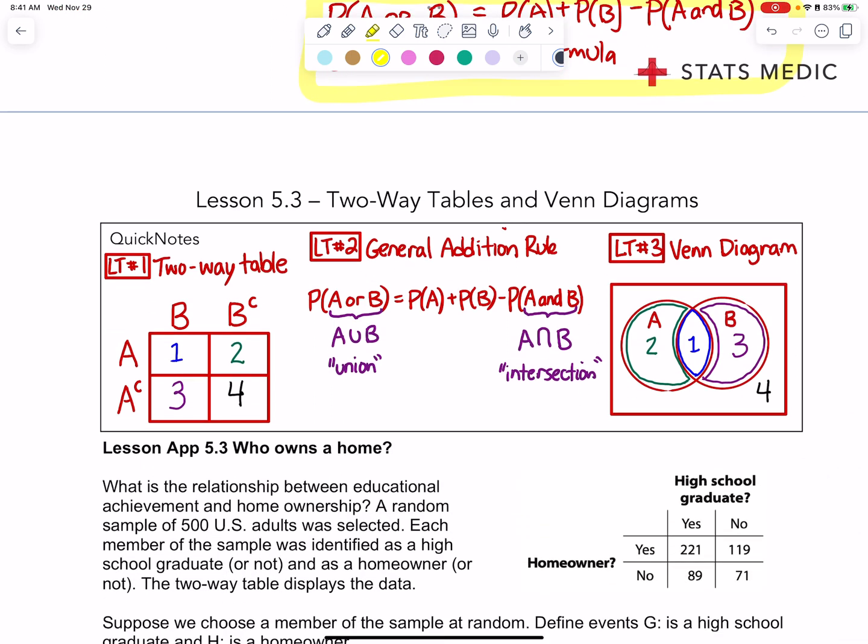So the aspects that we learned today are the two-way table, and how I translate it to the Venn diagram. And then the general addition rule for A or B. We call it the union. It's all of A plus all of B minus the intersection, or I also call it the overlap. That's just the overlap, because it gets counted twice, so we have to account for that.